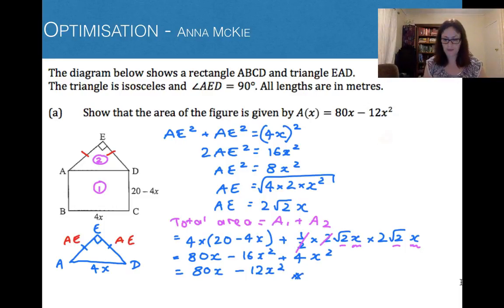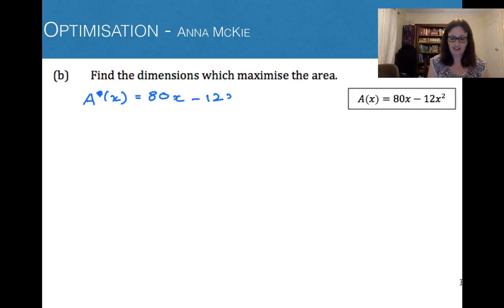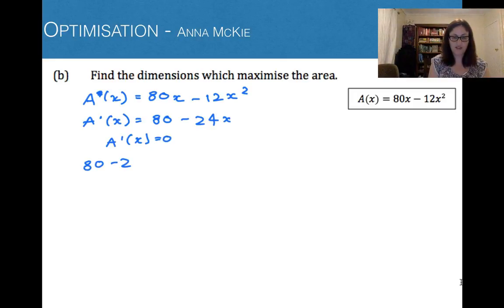So we've done the first step. Moving on, we need to find the dimensions which maximize the area. So here is our area formula. We need to differentiate first of all. So we've got A dashed of x is equal to, I'm just going to write out my A first, because I like to differentiate straight underneath. I find it easier to think about lowering the powers. So we've got 80, take away 24x. Then we set the derivative equal to 0. I also like to write what it is that I'm doing.